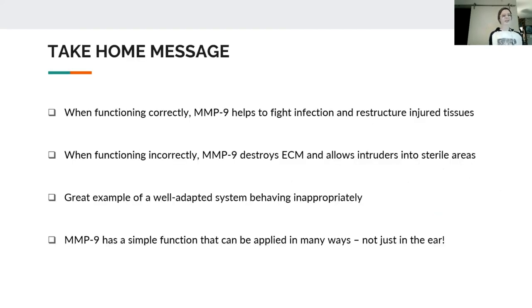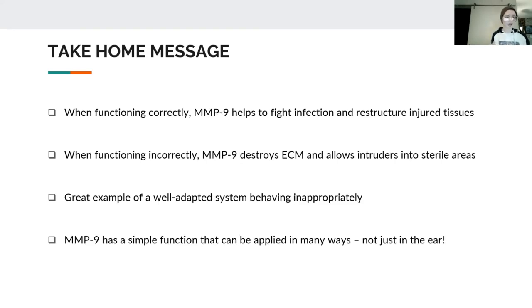So what really is the take-home message from this? When it's functioning correctly, MMP-9 is a really interesting, charismatic protein that has such a simple function that can be applied to such a wide range of systems, right? But because it's applied to such a wide range of systems in helping fight infection, restructure some injured tissues and trigger epithelial to mesenchymal transitions, it is also implicated in quite a few pathological conditions, including hearing loss. And so when it functions incorrectly, it destroys extracellular matrix and allows intruders into areas that they really shouldn't be, like the labyrinth.